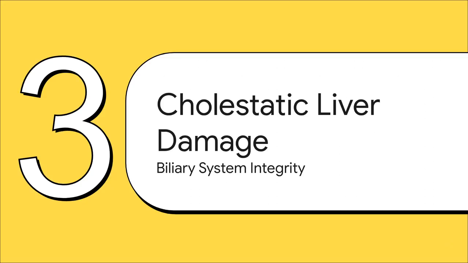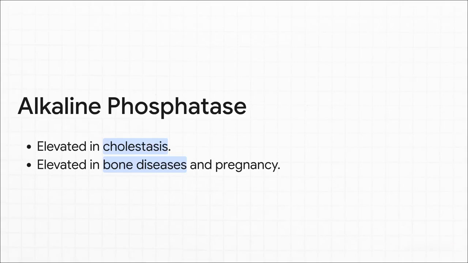Section 3. Decoding cholestatic liver damage. Let's look at alkaline phosphatase, or ALP. This is our frontline marker for cholestasis, which is biliary obstruction. However, we have to be careful. ALP is part of a whole family of zinc metalloenzymes highly concentrated in the microvilli of the bile canalulus. But critically, it is also found in bones, the intestines, and the placenta.